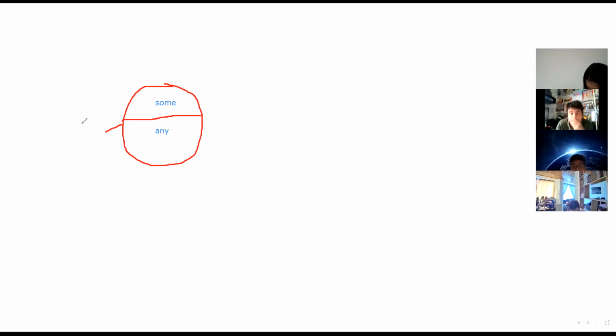Entonces, unos, unas, algunos, algunas. Eso es lo que significa. Femenino, masculino. Este some, en términos generales, se utiliza para las oraciones afirmativas, o sea, positivas. ¿Sí? Y este any en general se utiliza para las oraciones negativas y preguntas. Digamos que esa es la forma de utilizar el some y el any.